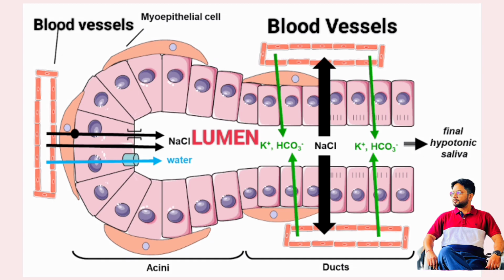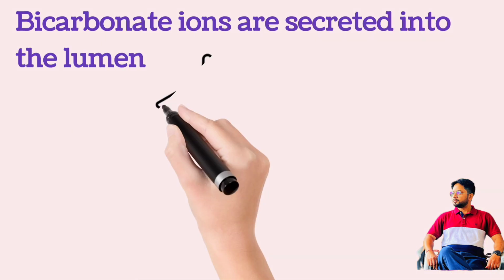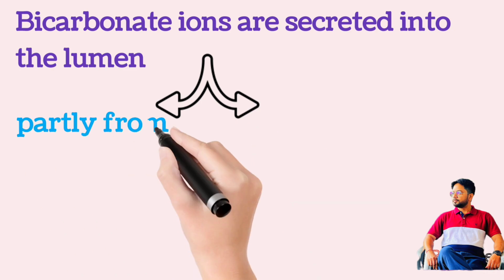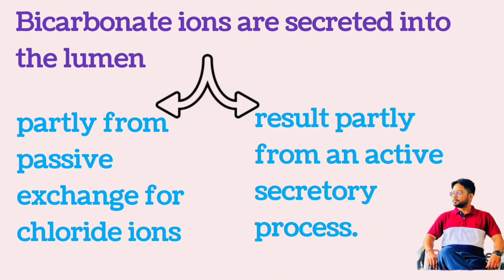Therefore, the chloride ion concentration in the salivary fluid falls to a very low level, matching the ductal decrease in sodium ion concentration. The bicarbonate ions are secreted by the ductal epithelium into the lumen of the duct. This secretion is at least partly caused by passive exchange of the bicarbonate for the chloride ions, but it may also result partly from an active secretory process.